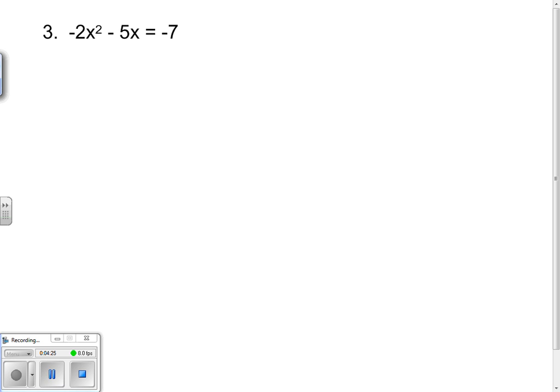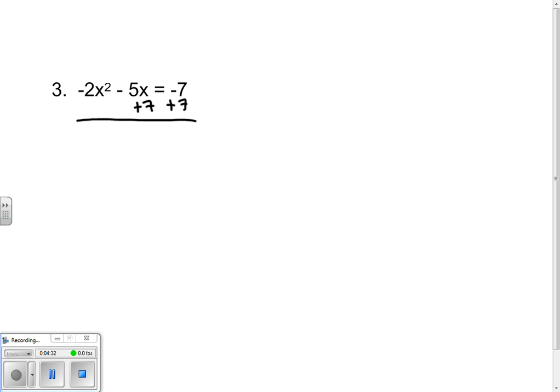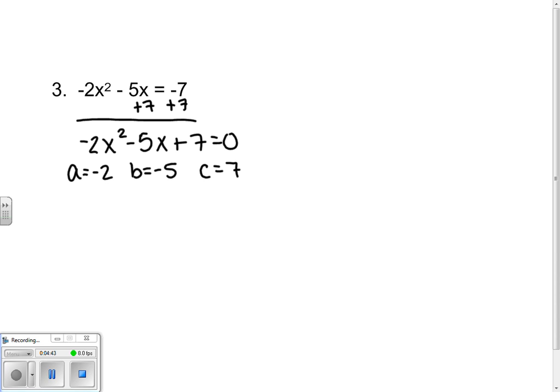Number 3. Number 3 is not equal to 0, so you have to get it there first. I'm going to do so by adding 7 to both sides. And when I add 7, I'm going to specifically write it in descending order. So my A value is negative 2, my B value is negative 5, my C value is 7. All right, x equals negative b, but that's negative 5. I'll pretty that up in a second. It will turn positive, but I don't have to do it right away. I can wait until the next time. Plus or minus the square root of.